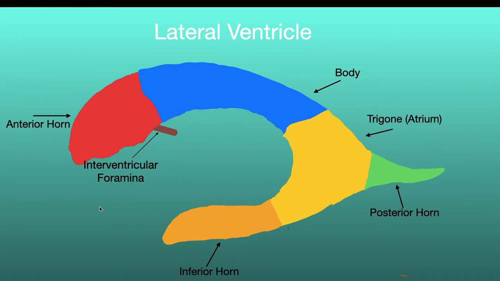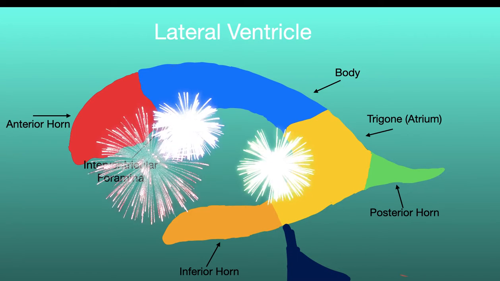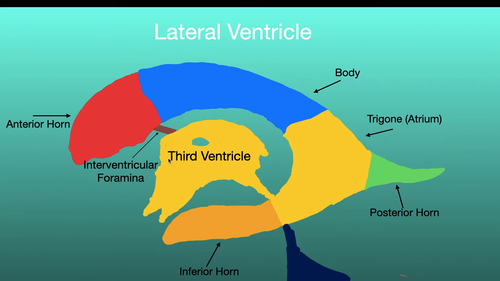So the interventricular foramina, also called the foramina of Monro, connects the lateral ventricle to the third ventricle. And we have the third ventricle then. Okay, so the third ventricle is divided into walls. It's not really divided into parts, but rather into what we call the walls. So the walls are the lateral walls, which are the two walls on each side. Then we have the anterior wall, the posterior wall, and then we have the roof, which is on the top, and the floor, which is on the bottom.